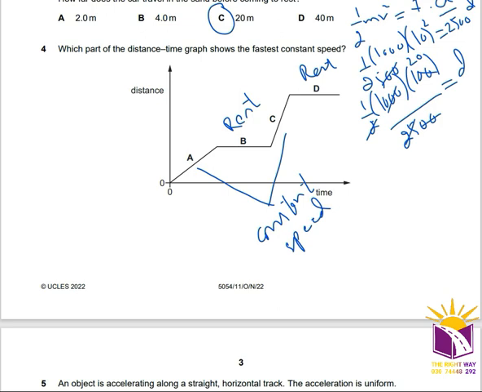Now, how can we say which part has greater speed? We know that speed can be calculated by the slope or the gradient of a distance-time graph. The gradient of a distance-time graph is equal to our speed. The more the gradient, the more the speed. So from the graph we can see that C is steeper, so its gradient is more. So C is the right option.